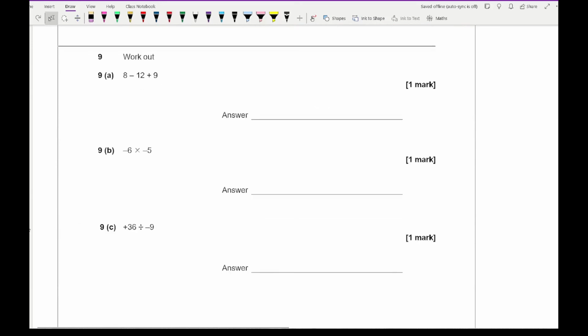Then moving on to question 9, it says 8 minus 12 plus 9. So again, we can just work this out normally from left to right. So that's going to be minus 4 plus 9, which gives me an answer of 5. Then we do 6 times 5, which is 30, and then 2 negatives become a positive. So you can write either 30 or plus 30, which is absolutely fine. And then C, we're going to do 36 divided by 9, which is 4. Then we've got a positive and a negative, which gives us a negative answer.